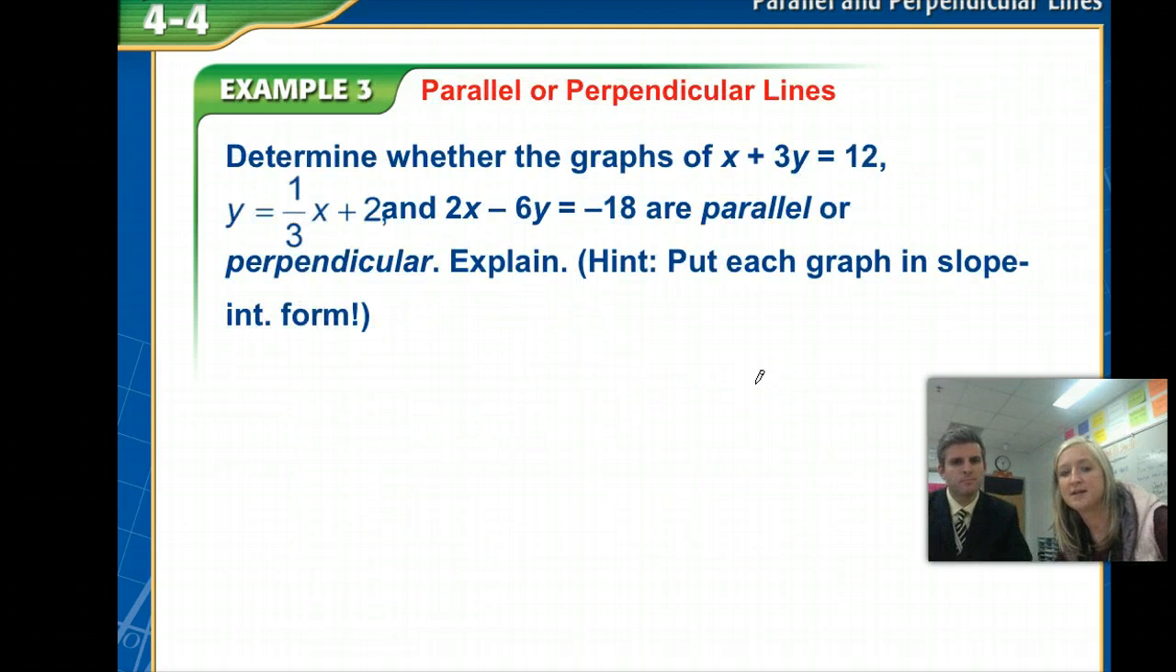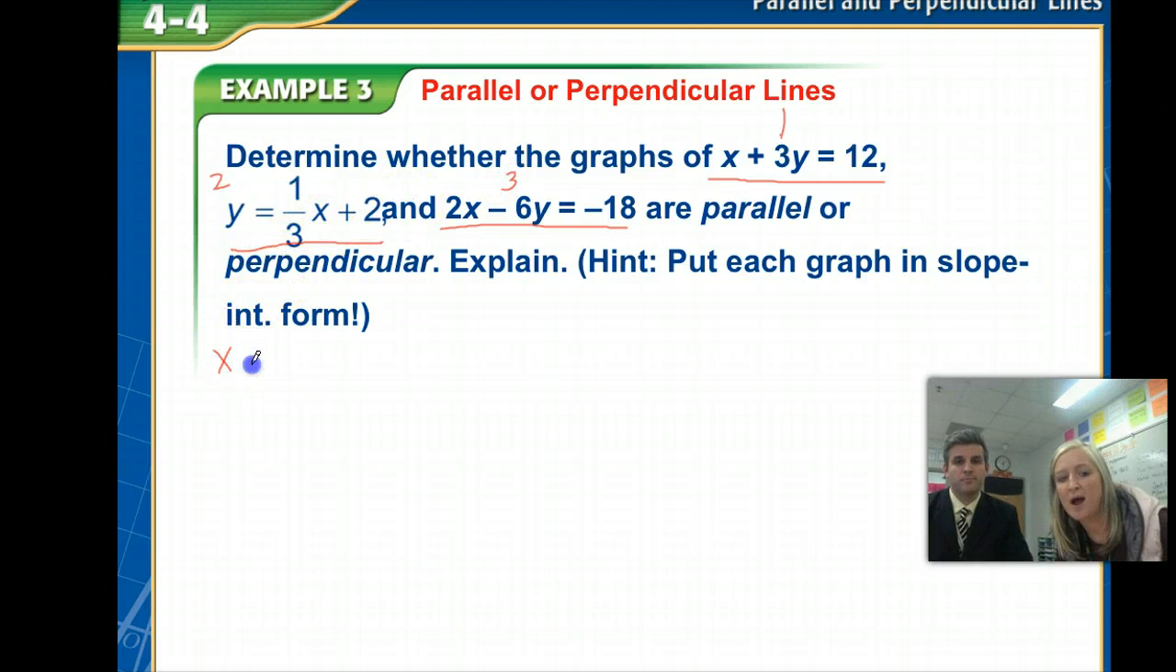All right. Next example is parallel and perpendicular lines. Determine whether the graphs are parallel or perpendicular. My hint to you is that in order to tell whether or not they have the same slopes or the opposite reciprocal slopes, we need to put them into slope-intercept form. We have 3 equations here. So we're going to see if any of them are parallel or perpendicular.